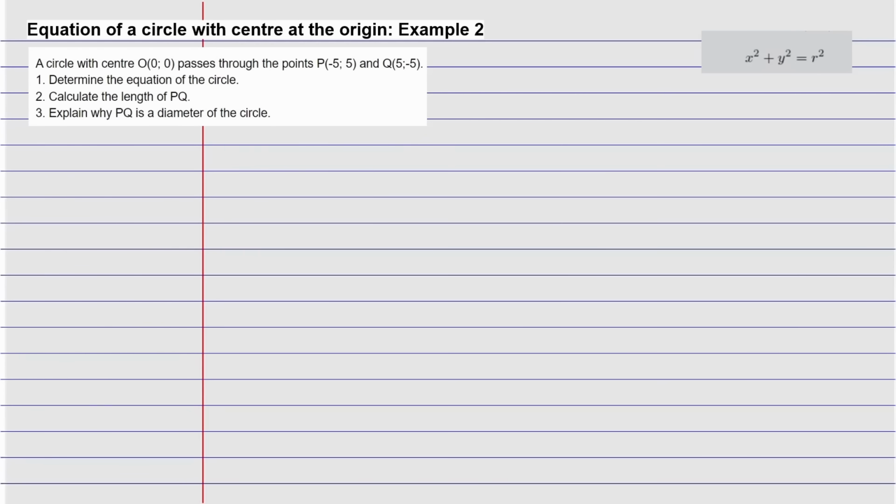So now we're going to do example 2. It says a circle with the center O, which is at point 0, 0, passes through the points P, which is negative 5 and 5, and point Q, which is 5 and negative 5. The first question says determine the equation of the circle.